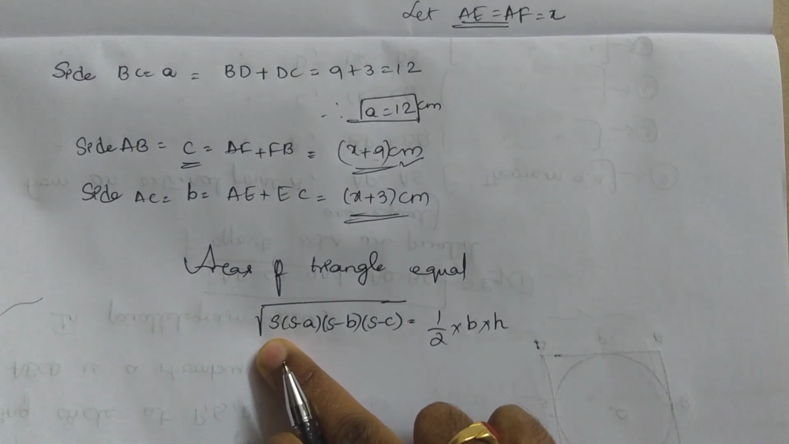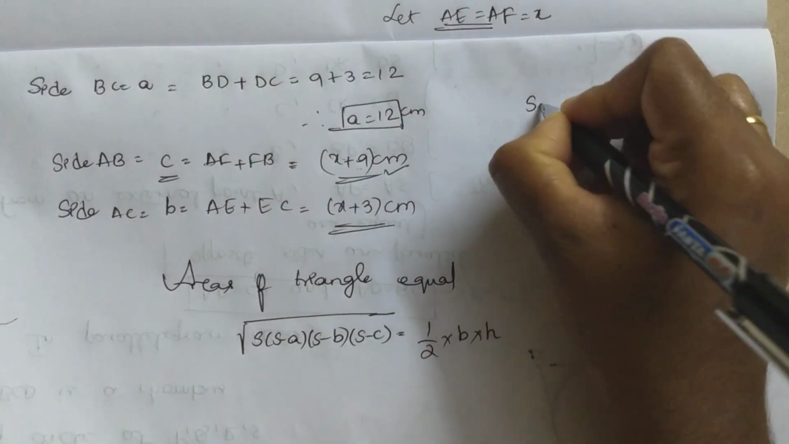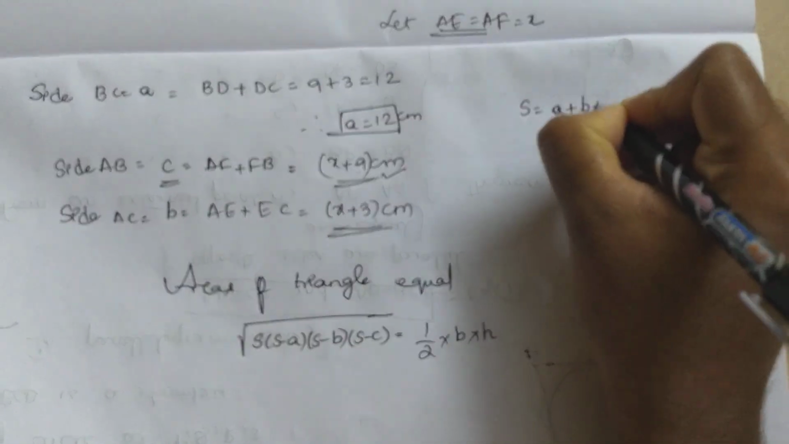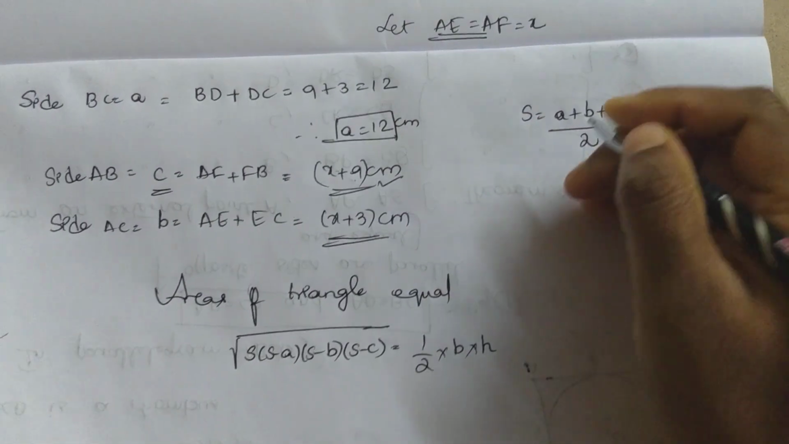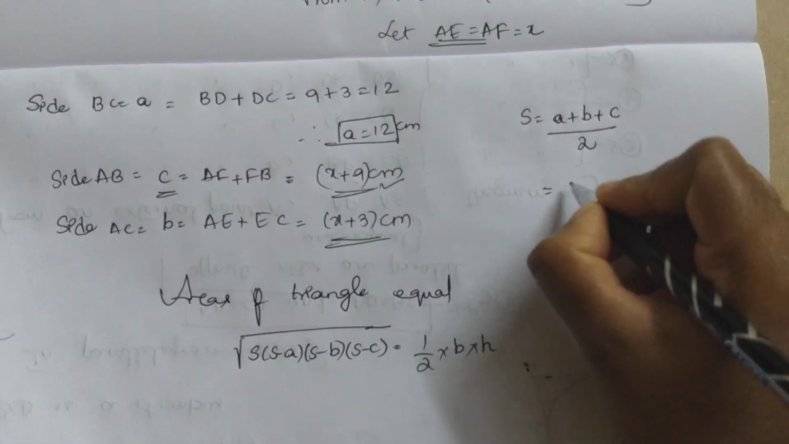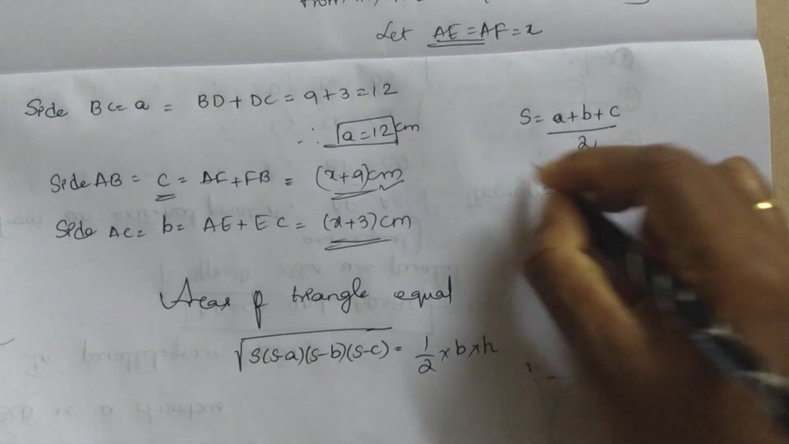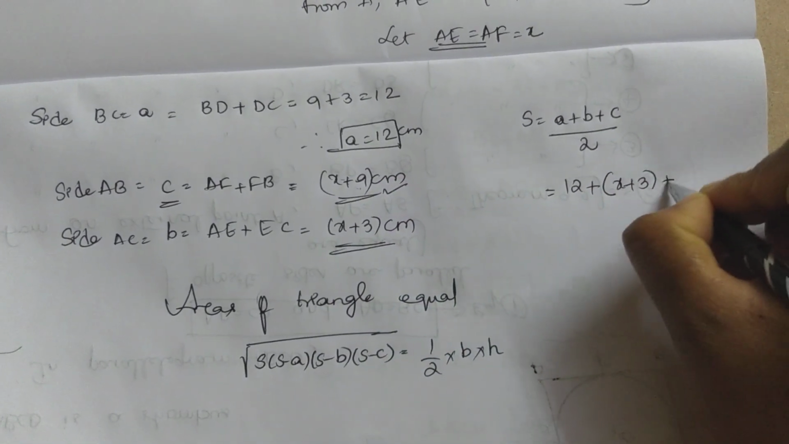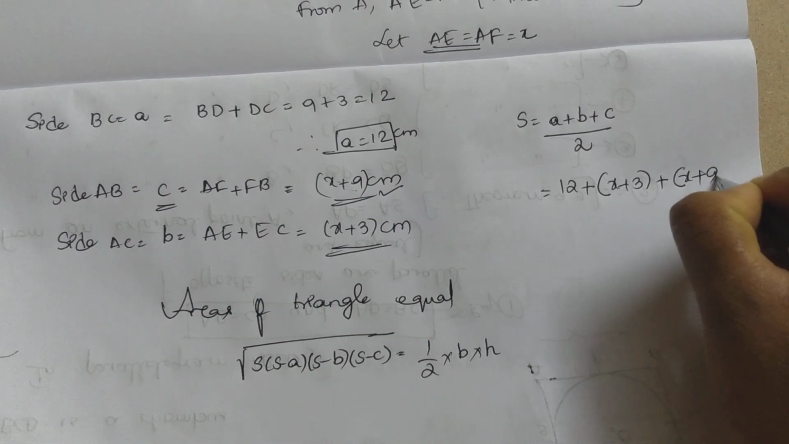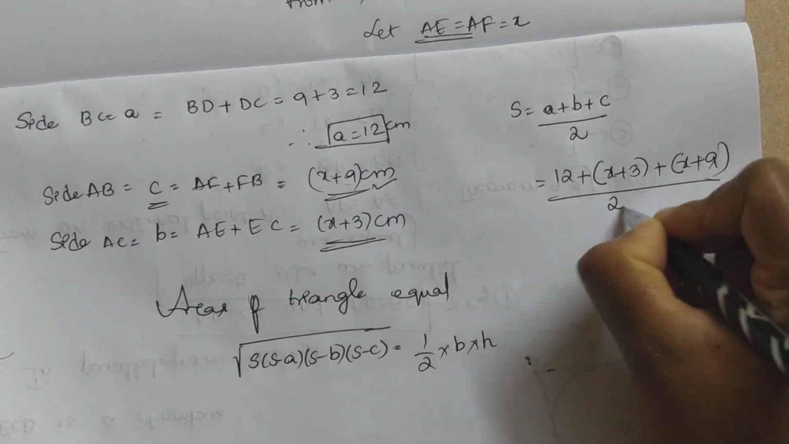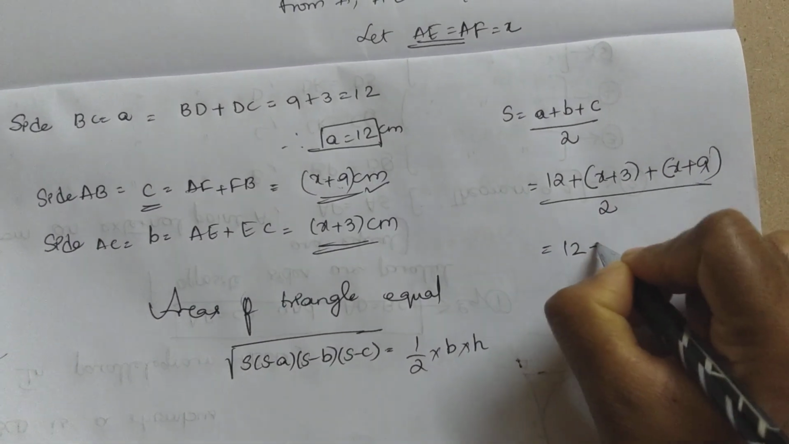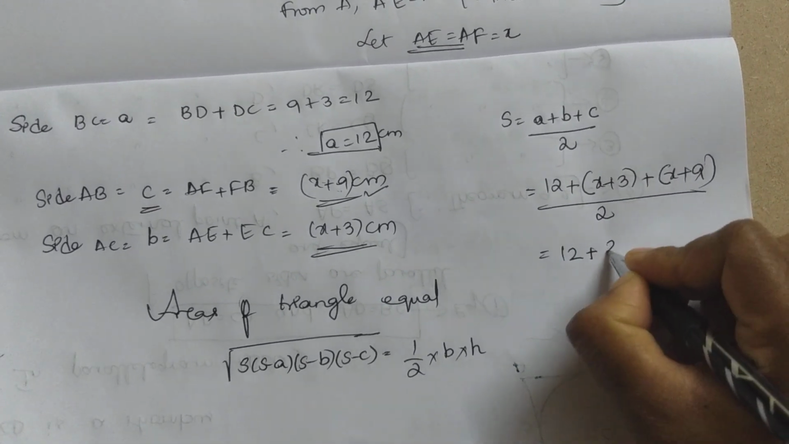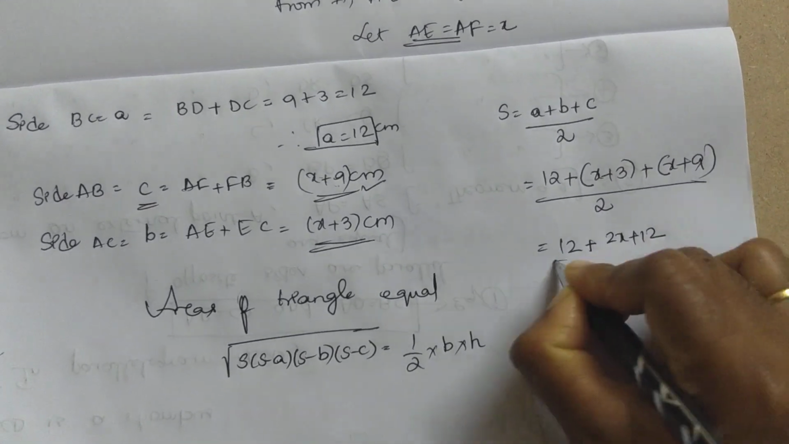So what is s here as per Heron's formula? s equals a plus b plus c by 2. What is a? It is 12 plus, what is b? It is x plus 3, plus what is c here? x plus 9, by 2 equals 12 plus x plus x. It becomes 2x plus 12 by 2.